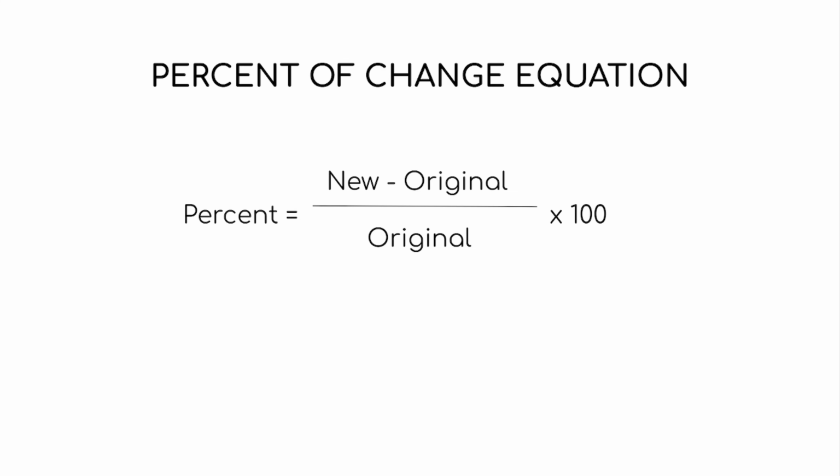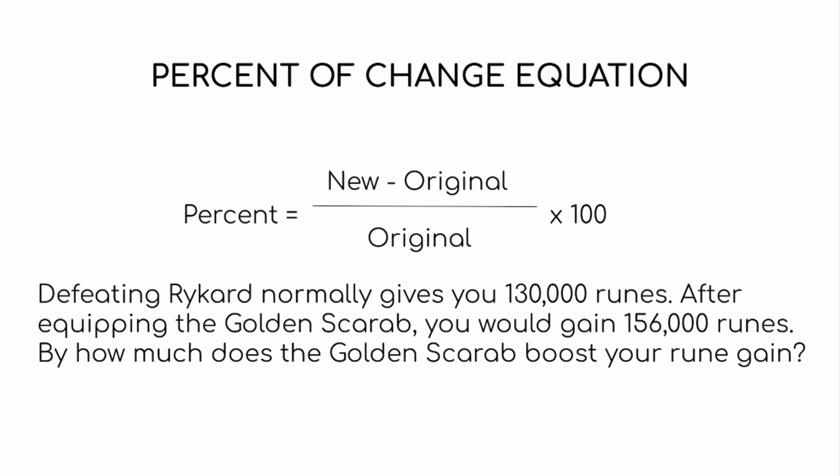So here in our example, defeating Rykard normally gives you 130,000 runes. After equipping the golden scarab, you would gain 156,000 runes. By how much does the golden scarab boost your rune gain? So here it tells you that it normally gives you 130,000 runes. So that would be our original. And then it says that we would gain 156,000 runes after we equip the golden scarab. So that would be our new.